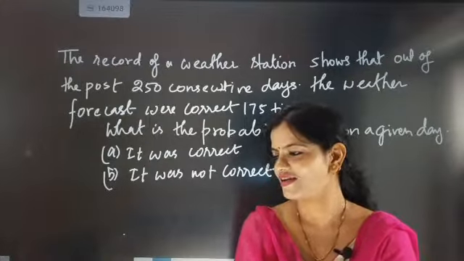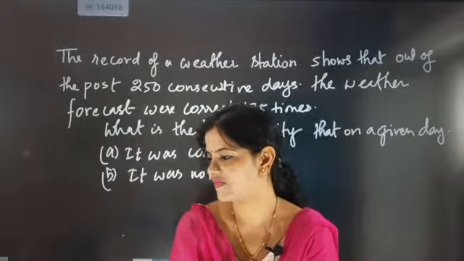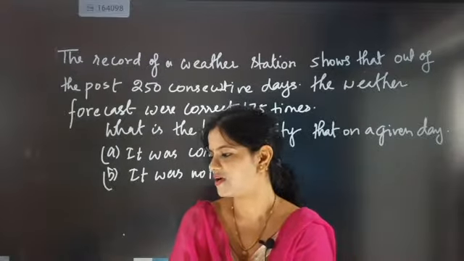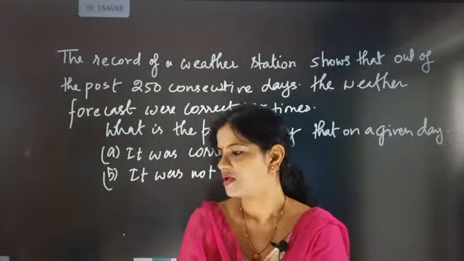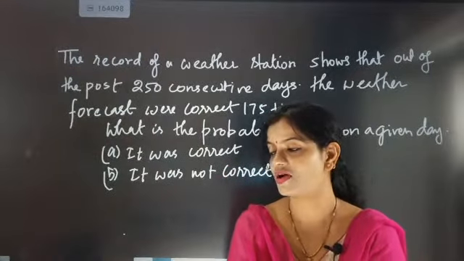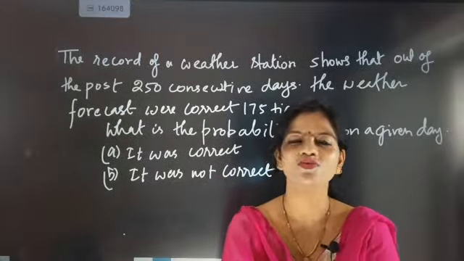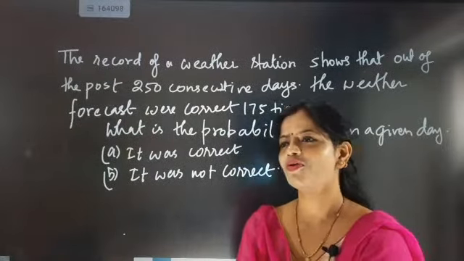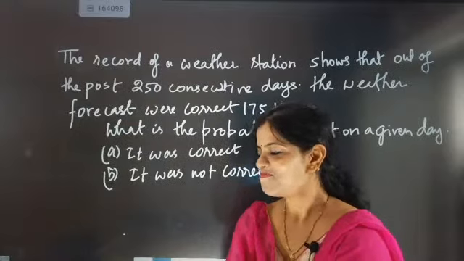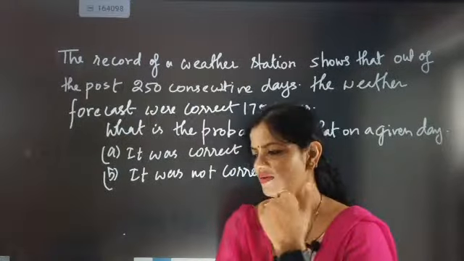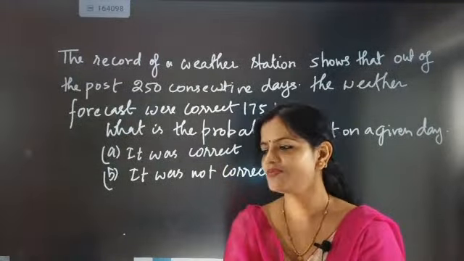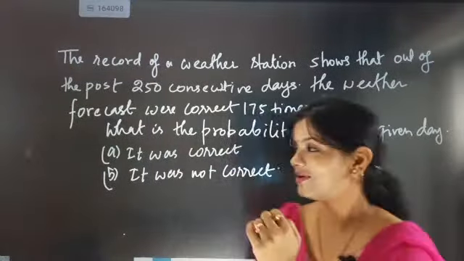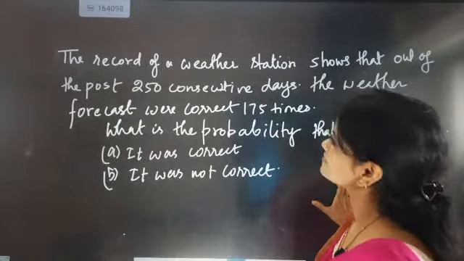So 175 days correct. Sharmila is telling the answer 0.7. Keshav is telling 0.700. And then the second one is 0.300. That means how many times the weather forecast is correct? See, it's just a forecast and we cannot predict exactly because many factors are there. So we cannot blame the weather forecast department. Many a time it can be accurate, many a time it cannot be accurate. They are also human.